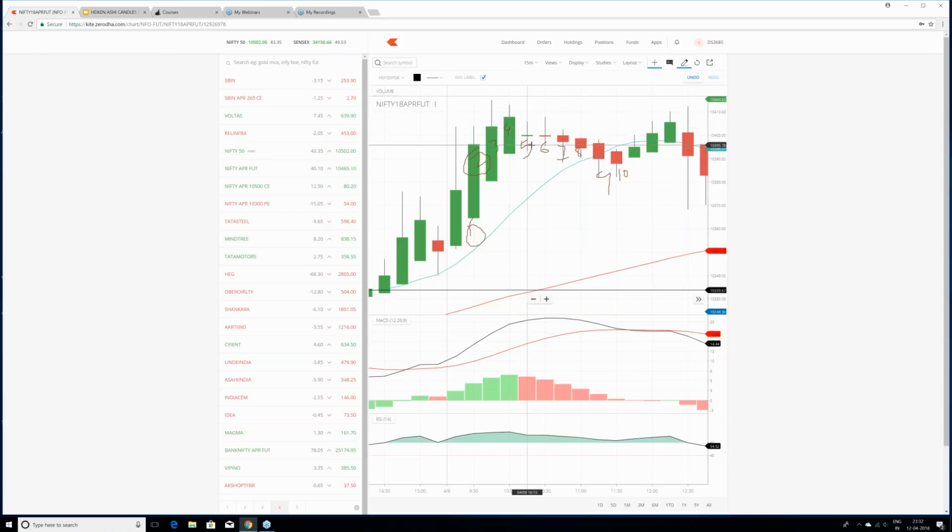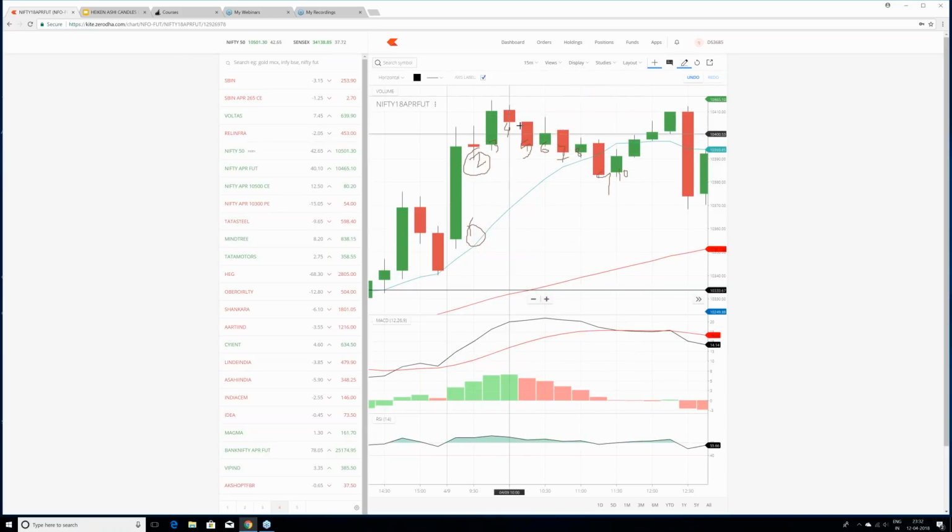Fifth is also a green, but it's a doji. That means the sign of weakness has come a little later. I hope I'm making sense. You can see here, the fourth candle is a red candle, kind of a signal that there are sellers increasing in the market. Fifth is again a dominating red candle, right?